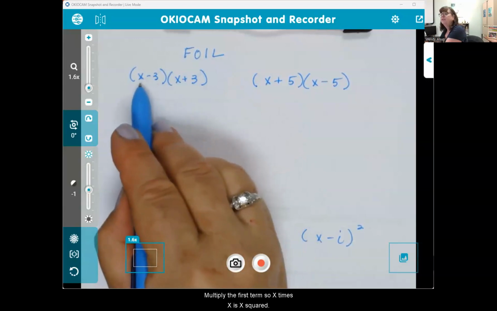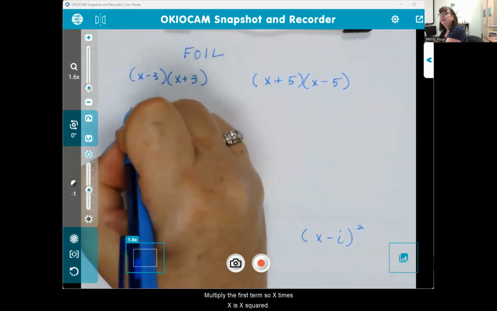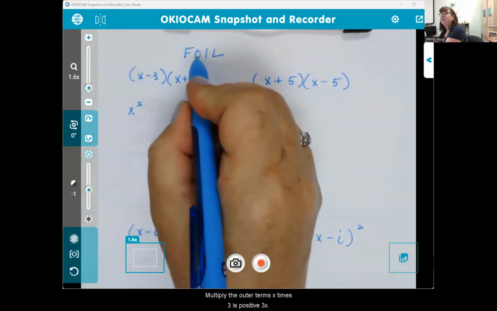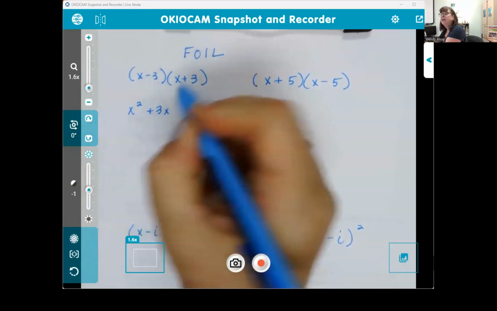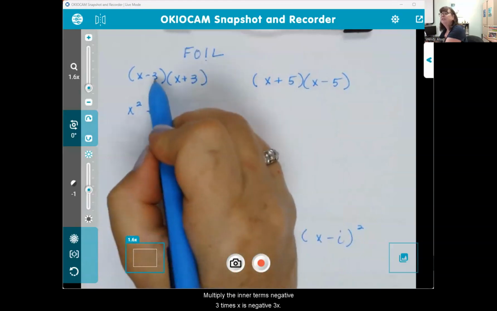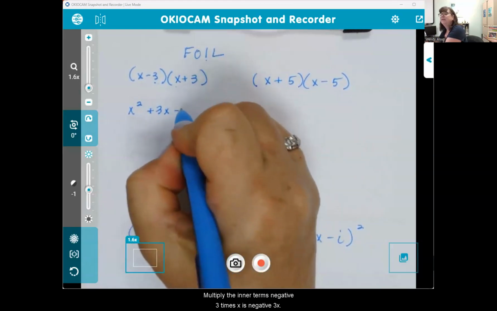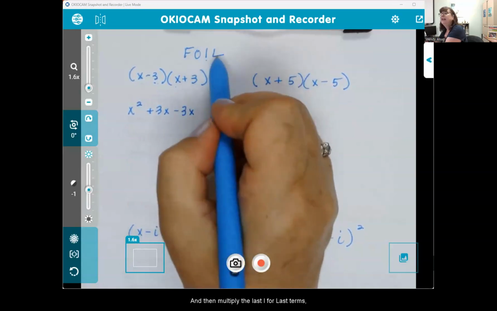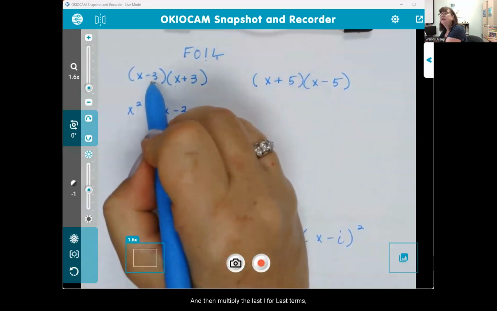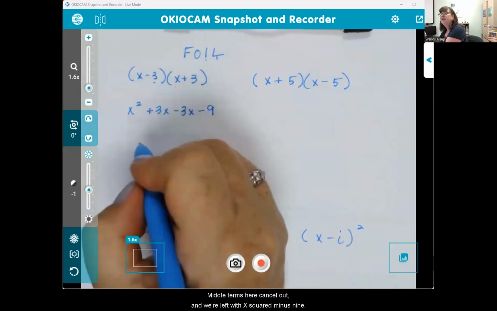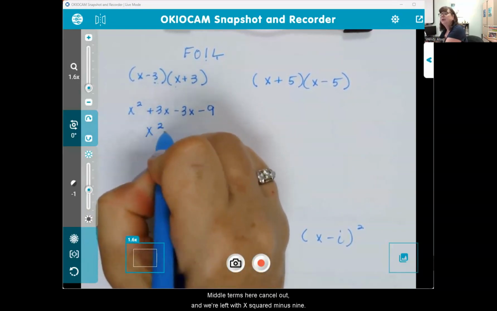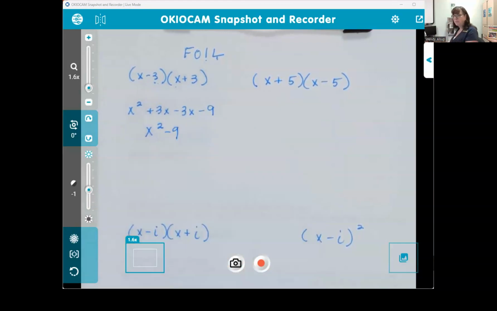Multiply the first term, so x times x is x squared. Multiply the outer terms, x times 3 is positive 3x. Multiply the inner terms, negative 3 times x is negative 3x. And then multiply the last terms, negative 3 times 3 is negative 9. Middle terms here cancel out, and we're left with x squared minus 9.